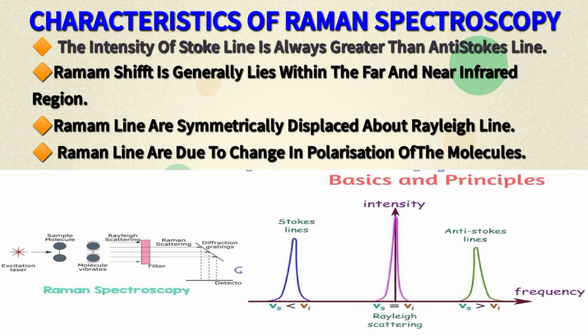Next one is the characteristics of Raman spectroscopy. The intensity of the Stokes line is always greater than the anti-Stokes line. Raman shift generally lies within the far and near infrared region. Raman lines are symmetrically displayed about the Rayleigh line. Raman lines are due to change in polarization of the molecules.